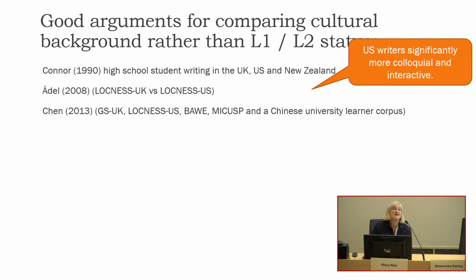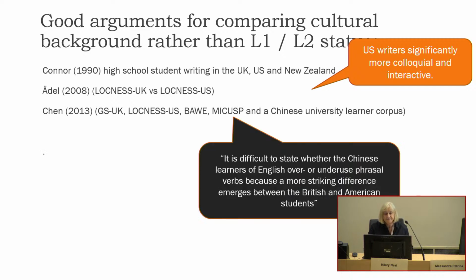They used more first and second person pronouns, more questions, more contractions, a very different style, something that is often not considered a sophisticated style, but it was the style that was expected in their contexts. And Chen said it's difficult to state whether Chinese learners of English over or underuse phrasal verbs because a more striking difference emerges between British and American students.